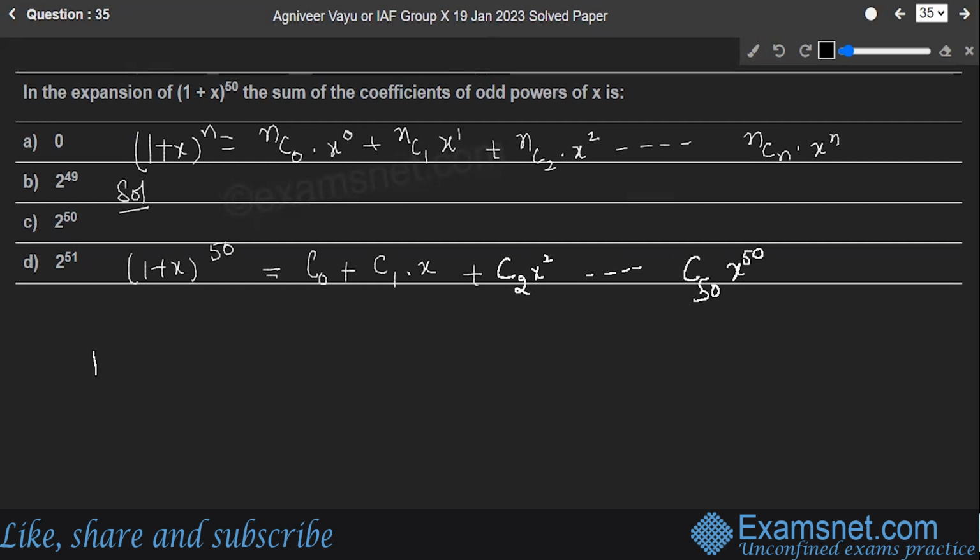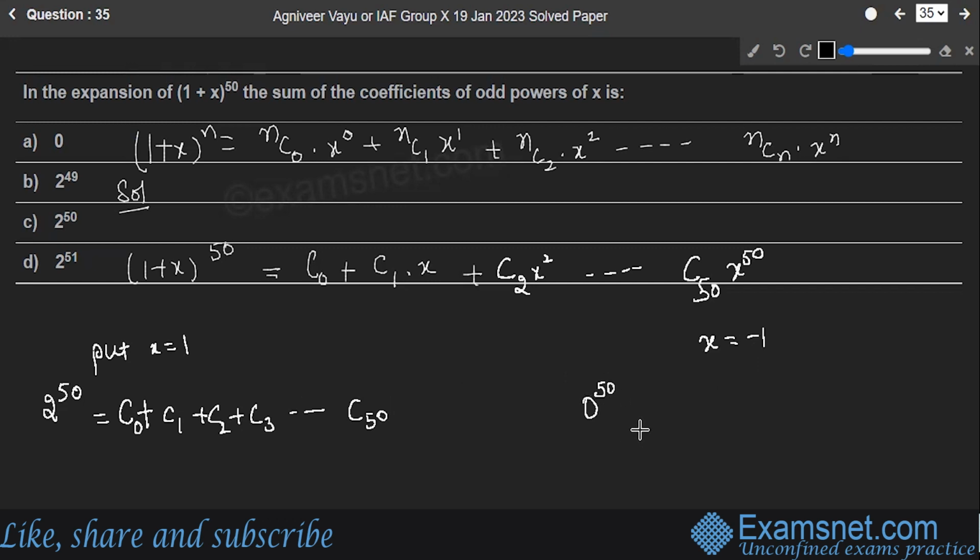Now, if I put x = 1, this will be 2^50 = C0 + C1 + C2 + C3 till C50. And if I put x = -1, this will be 0^50, which is nothing but 0, equal to C0 - C1 + C2 - C3 and so on. For the even powers we have positive, and for the odd we have negative. So this will end with plus C50.